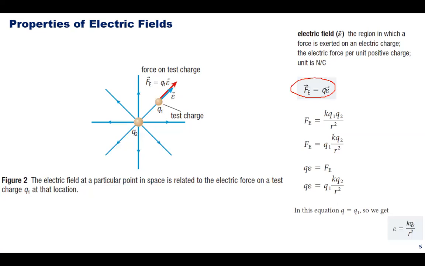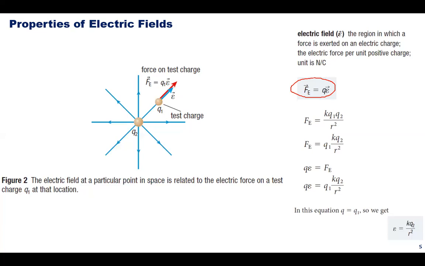So the charge Q1, or the charge affected by the field, which is shown here in figure 2, is called a test charge. As a convention, physicists use a positive test charge to determine direction. By measuring the force on a positive test charge, you can determine the magnitude and direction of the electric field at the location of the test charge.